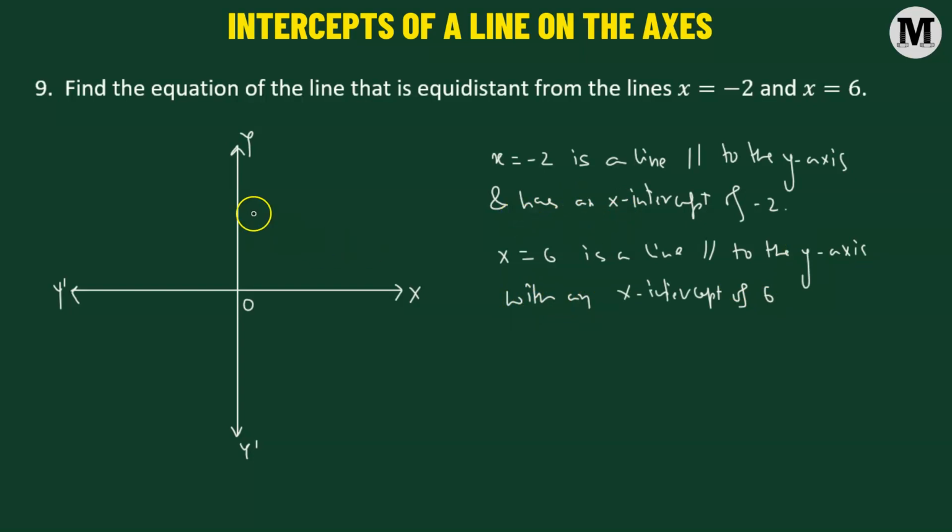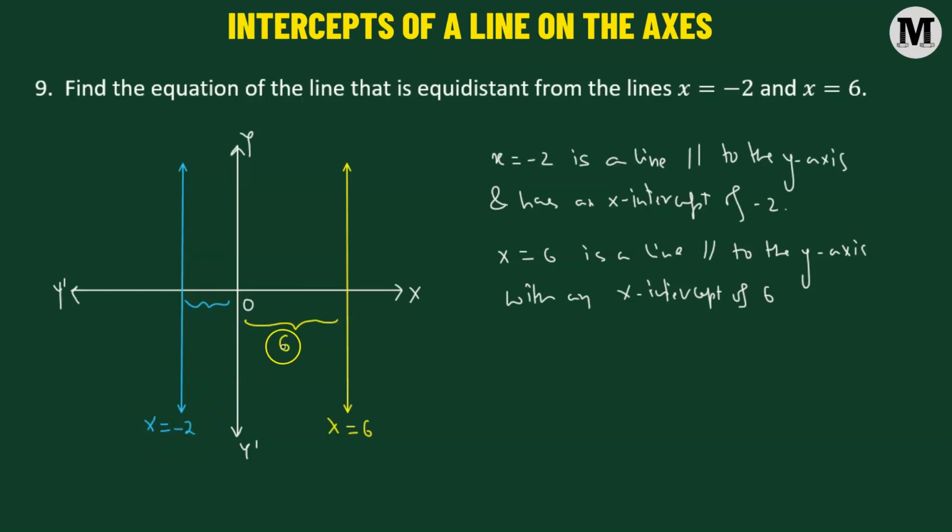Fine. Okay, so let's sketch the two lines. So here we have two lines. The line which is represented by the yellow color is parallel to the y-axis and it has an x-intercept of 6 units. So its equation is given by x equals 6. The other line, which is represented by the blue color, has an x-intercept of -2 and is parallel to the y-axis. So its equation is x equals -2.